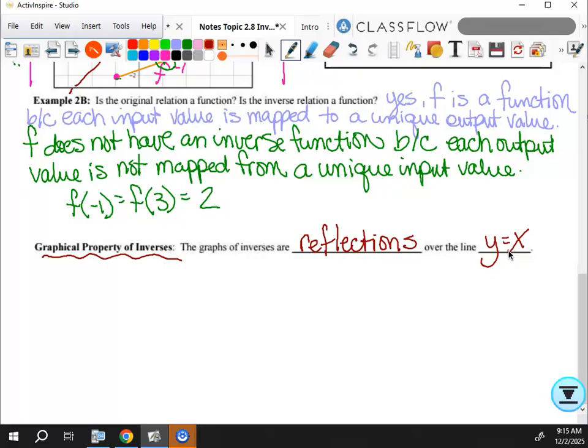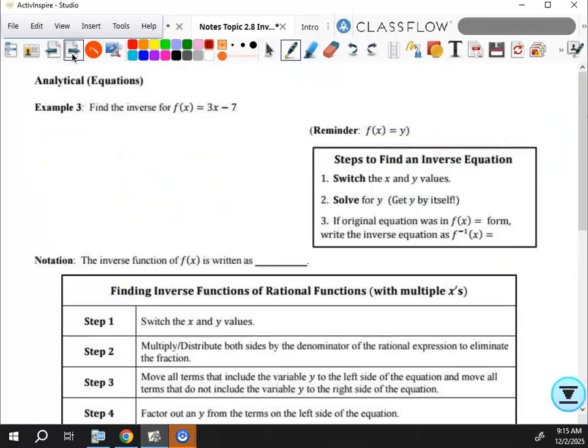Now let's actually do some inverse stuff, which is not that big of a deal, but I don't know why it's such a difficult thing sometimes. So we want to find the inverse. It gives us steps. We switch x and y, or our input and output, because it's not necessarily x and y. Solve for y and write it in the right form. So I would suggest we take f of x, we change it to y because we need to switch x and y, right? Then this will be x equals 3y minus 7.